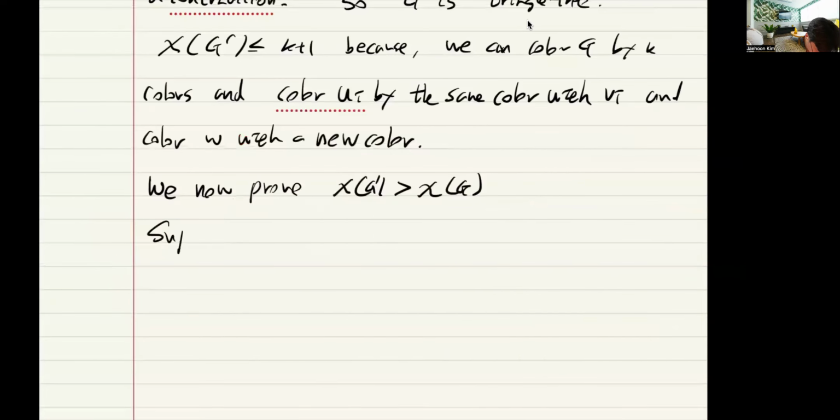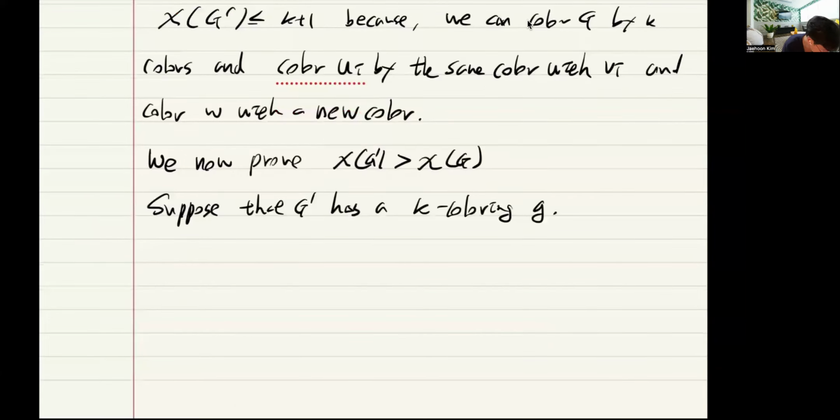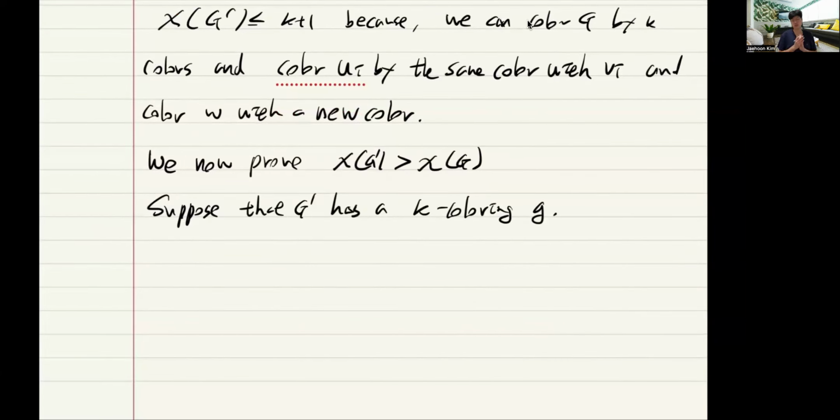Okay, suppose that this G prime has a K coloring, and let's say it is G. If I don't mention it, and if I say K coloring, it already means a coloring using the colors 1 to K. So without loss of generality, we assume that G of W is K.